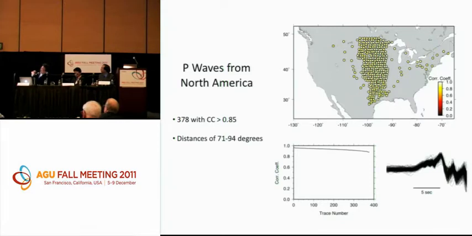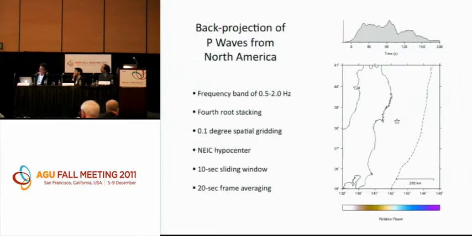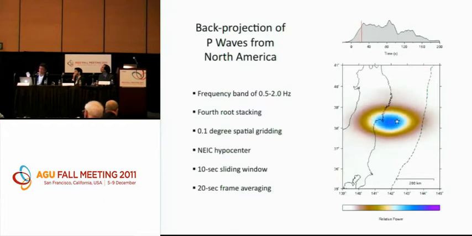The only difference really in all these waves is that they're shifted in time. But if you account for that time shift, you can get them to line up very well, and basically we can use the array as an antenna. And here's basically our result from back projecting these data. What I'm showing is an animation, and this is actually the rupture propagation.